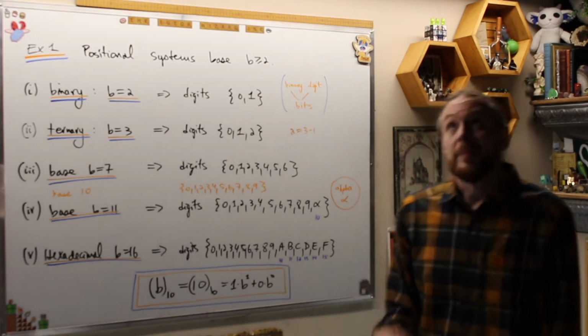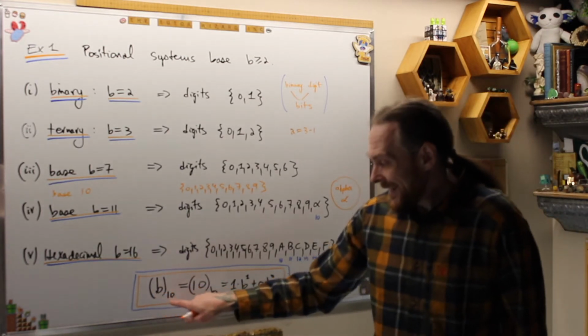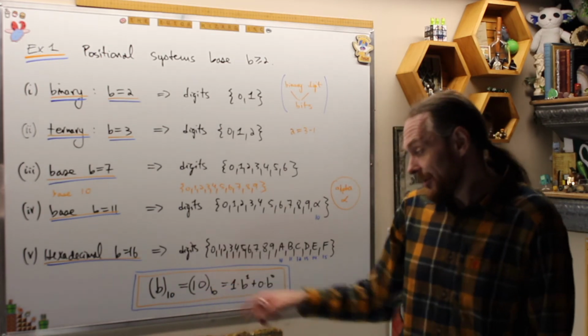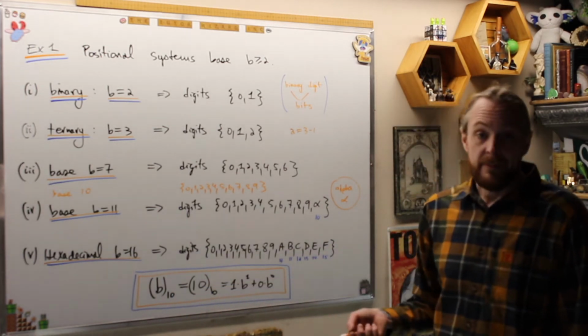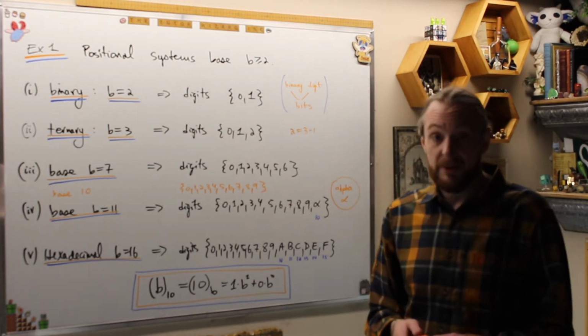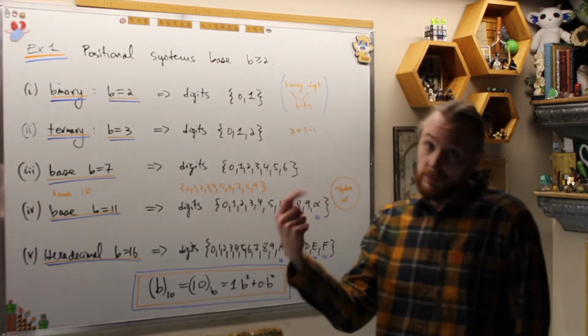Again, why? Because base B in base 10 representation, which you're used to, is always 1, 0 base B. And of course, the classic joke is there are 1, 0 kinds of people in the world, those who know binary and those who don't.